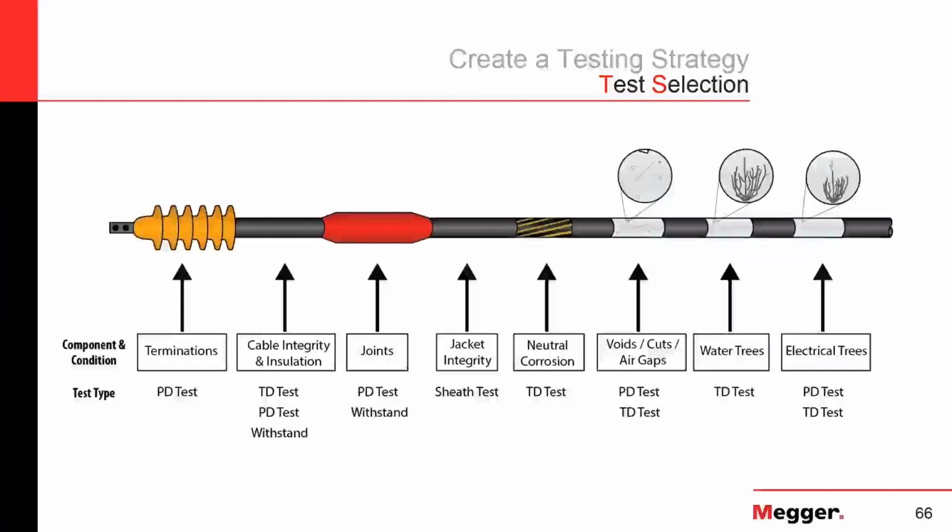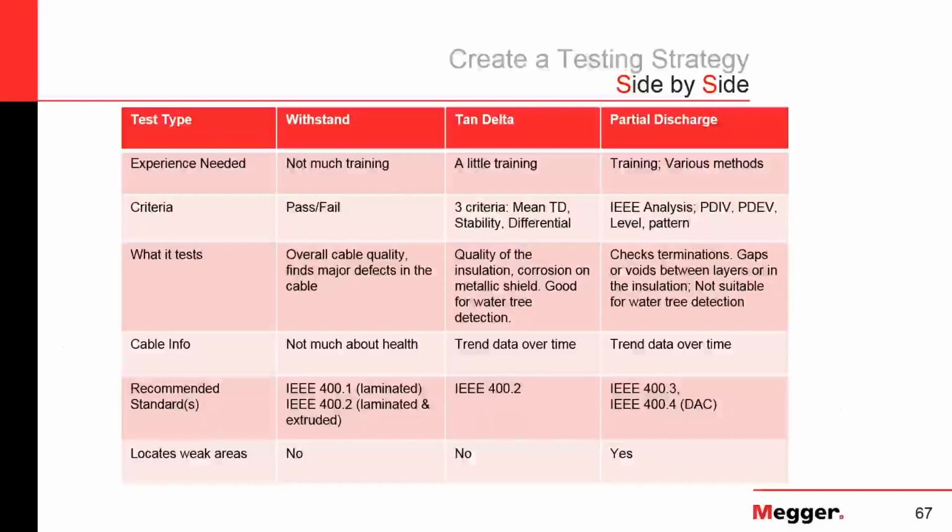So coming back to our test selection here, this is from the beginning of the slide. It makes a little bit more sense, I think, of why we would choose different tests to look for different things. So there's no one silver bullet, there's no one answer to match everything. We have to keep in mind what we're looking for and how we want to approach the problem. Are we looking for water trees? Are we looking for workmanship issues in joints and terminations? Are we looking for global issues in the whole cable insulation?